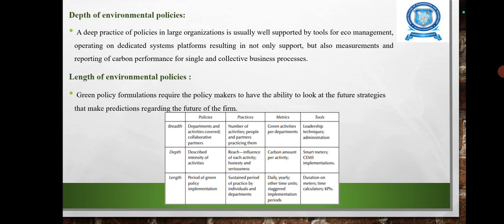The next one is length of environmental policies. Otherwise it is the duration of coverage. For example, in this, the green policy formulations require the policy makers to have the ability to look at future strategies. That means green IT can transform the organization, and also it is used to maintain the transformed green state over a period of time. Here the table shows the period of time. It is only given due importance when the length is considered.